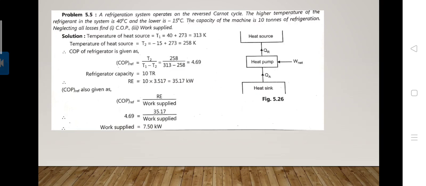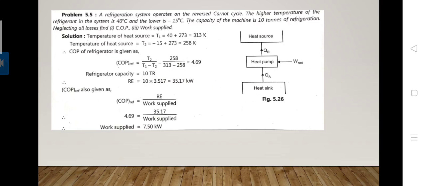By putting these values, we calculate the coefficient of performance as 4.69. But the refrigerator capacity is given as 10 ton of refrigeration, where 1 ton is equal to 3.517 kilowatt of refrigeration effect. So RE is equal to 10 into 3.517, and RE is calculated in kilowatt as 35.17 kilowatt.